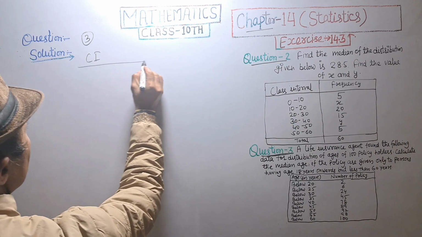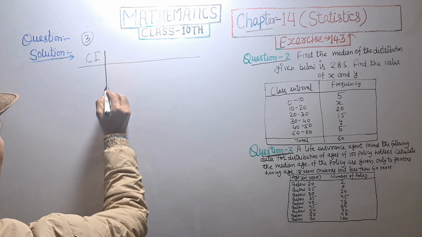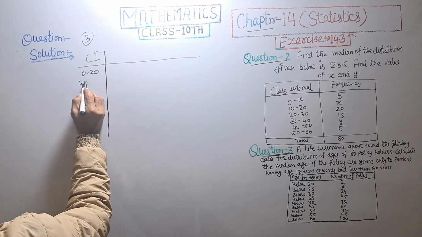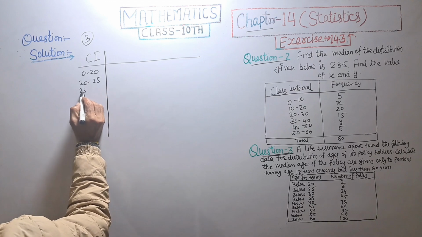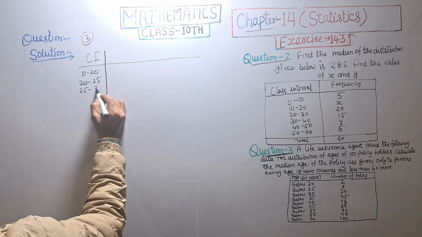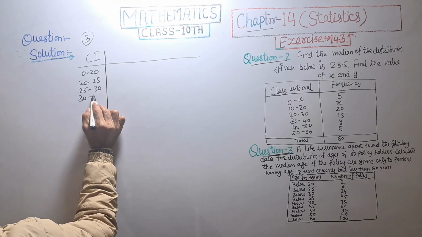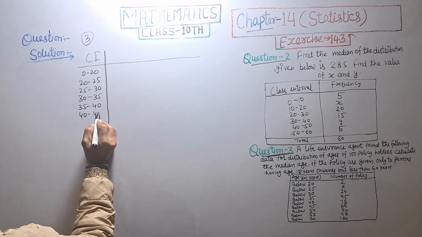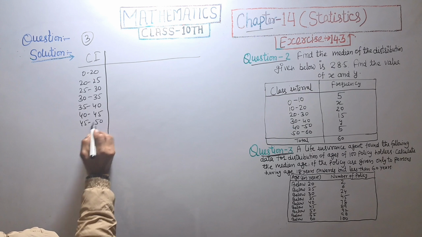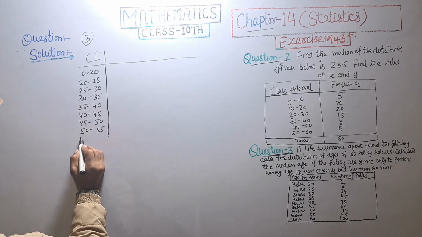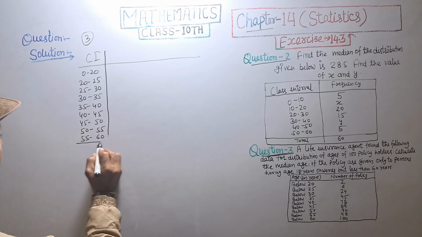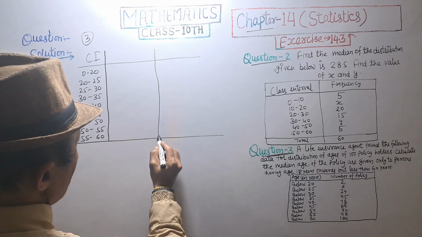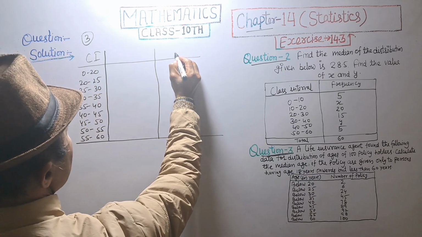Class interval. Below 20 means 0 to 20, then 20 to 25, 25 to 30, 30 to 35, 35 to 40, 40 to 45, 45 to 50, 50 to 55, and 55 to 60. The number of policies means cumulative frequency.